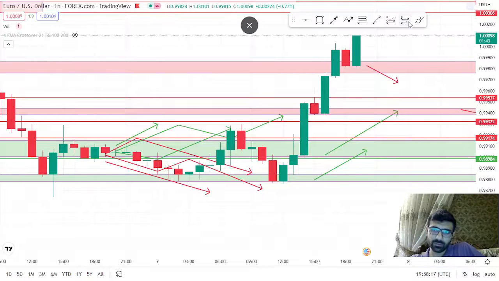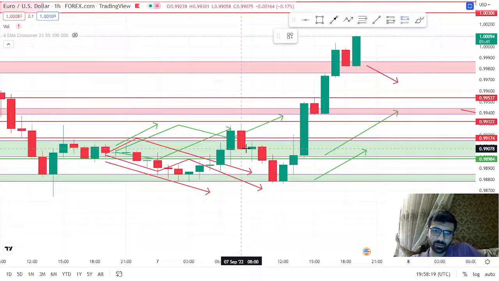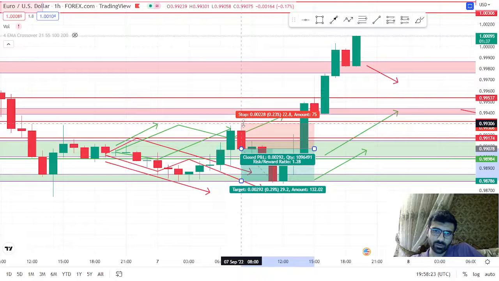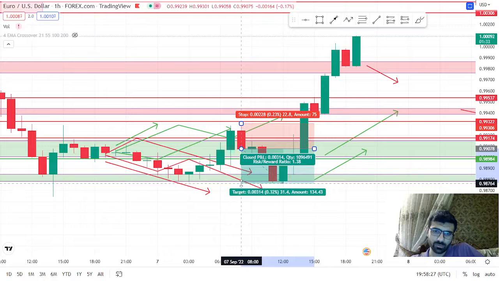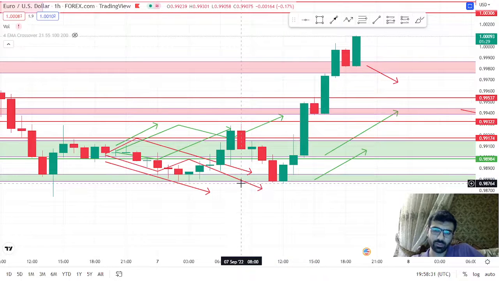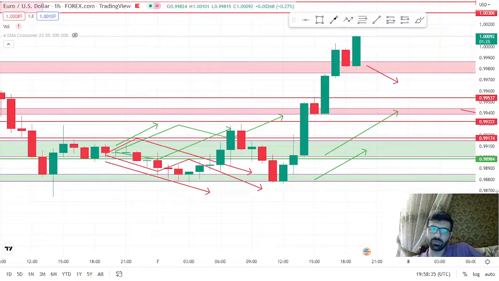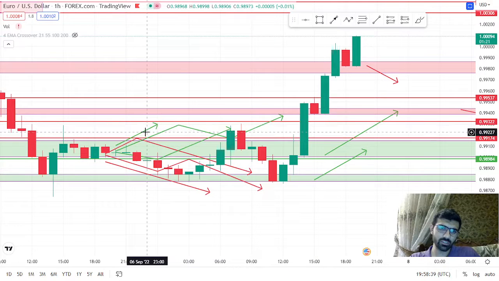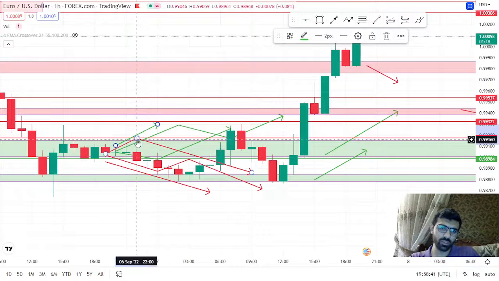And if we would have gone short from this area, stop loss would be over here, and the take profit would be approximately over here. So this is a good 1.3% selling profit. So now let us make new areas, and let me give you new buying and selling scenarios for tomorrow in this pair.